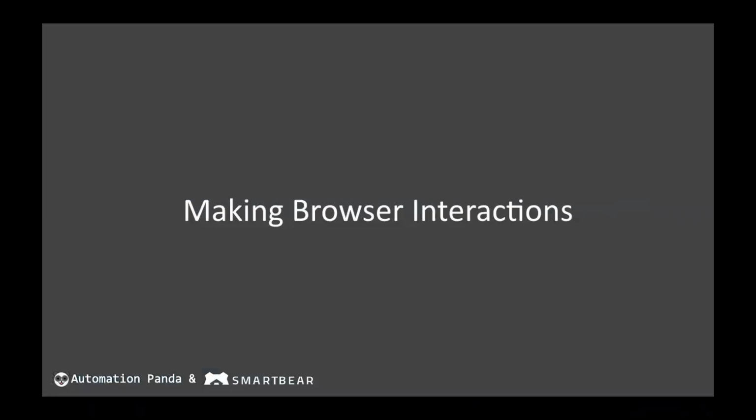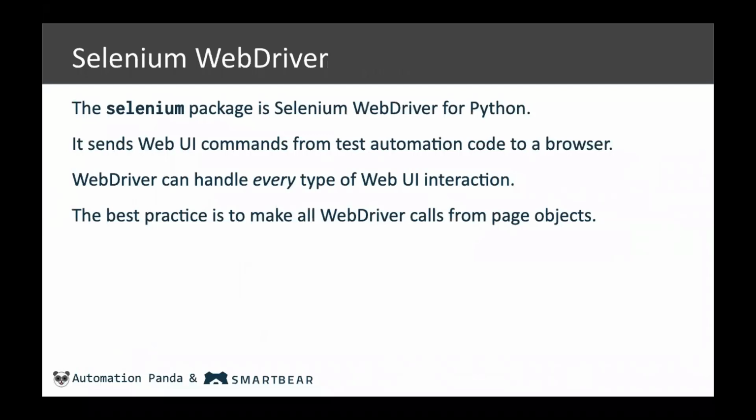Now that we know what tests we're going to automate, let's look at automating those browser interactions, because that's where the real meat of our web UI testing comes from. As I mentioned before, Selenium WebDriver is the package for web browser automation. Selenium, as a project, releases their WebDriver implementation in all the major languages, whether it's Python, C#, Java, or Ruby, or others. The Python implementation is the lowercase selenium package, and it contains all of the web UI commands that we will need to send commands from our test automation code to a browser.